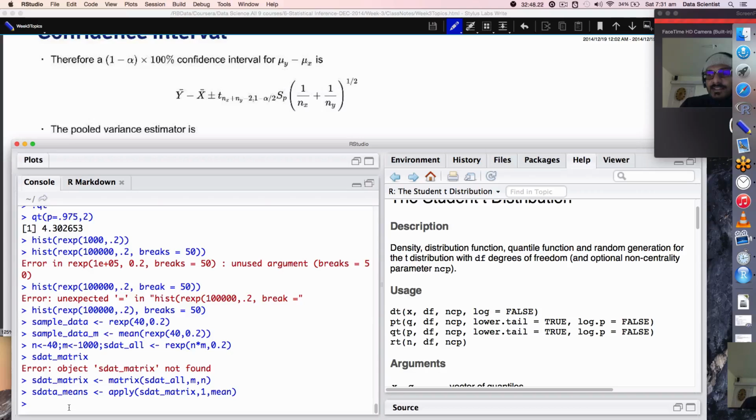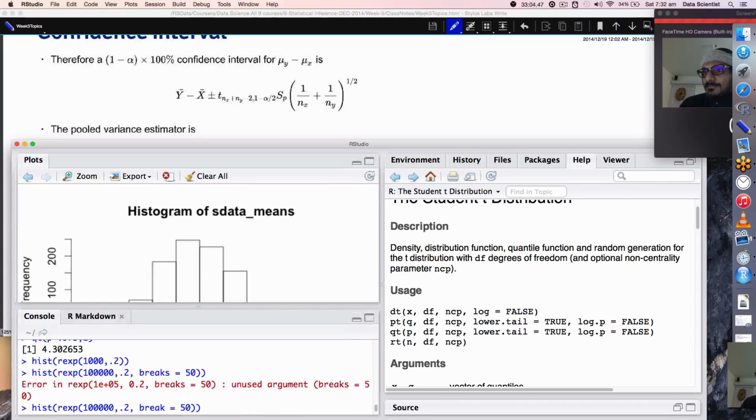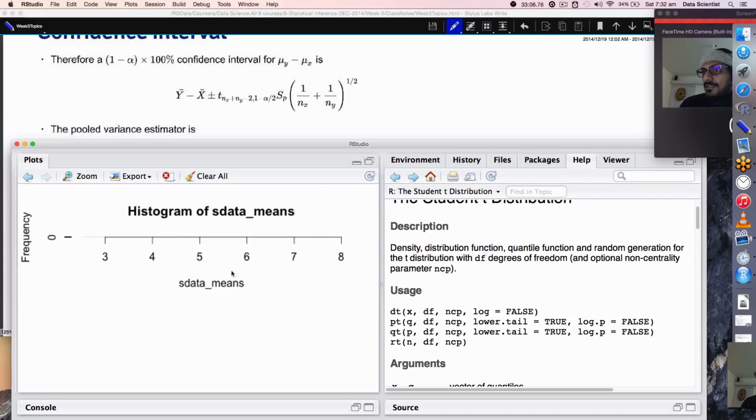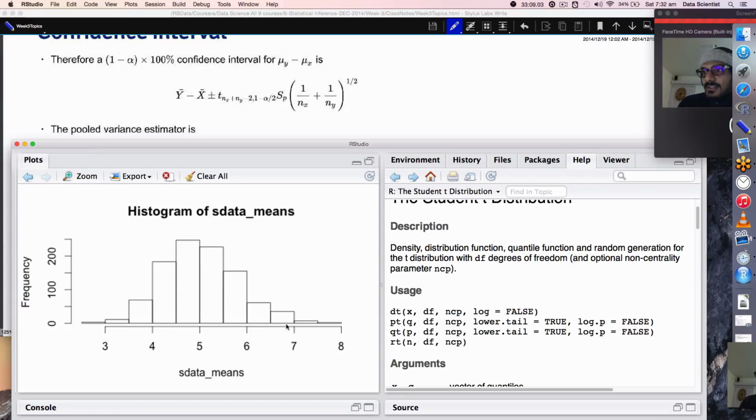Now let us look at these sample data means. I'll just draw a quick histogram on them. All right, let's see what kind of a graph we get. If you notice, the data which was exponentially decaying, when I take the mean of that data and repeat that many times, tends to look normally distributed. Got it?